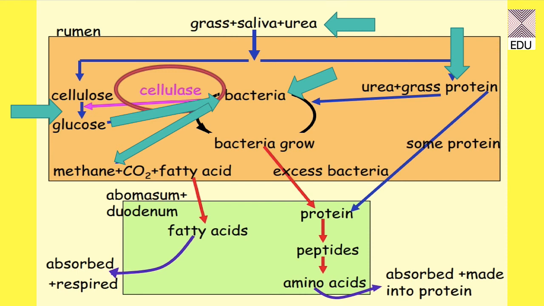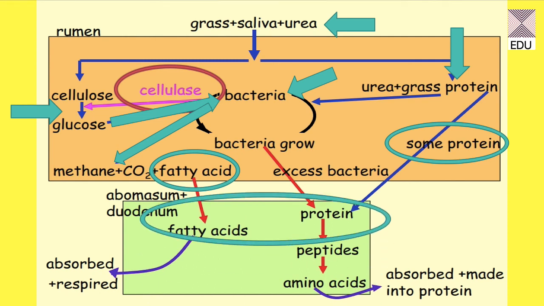Now if we see methane and carbon dioxide, they are not required by the host. They are not required in the rumen. They are not required by the ruminant. So they will be given out. The remaining fatty acids are important. So fatty acids and the protein from the rumen part are taken into the abomasum part of the stomach. So this is the true stomach. So here the green box is denoting abomasum and duodenal part.